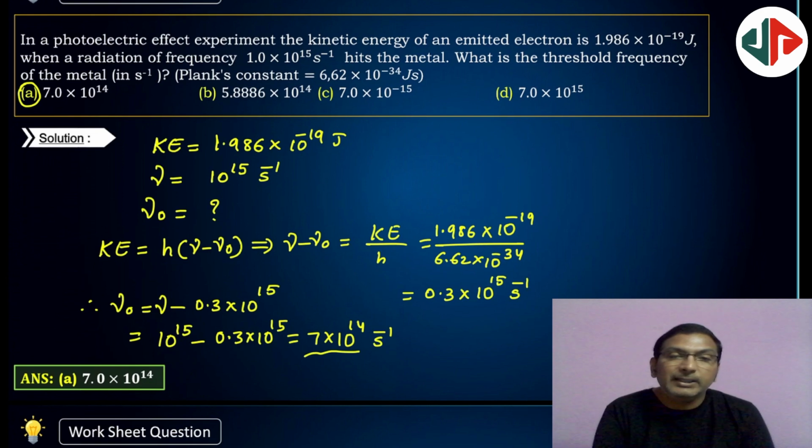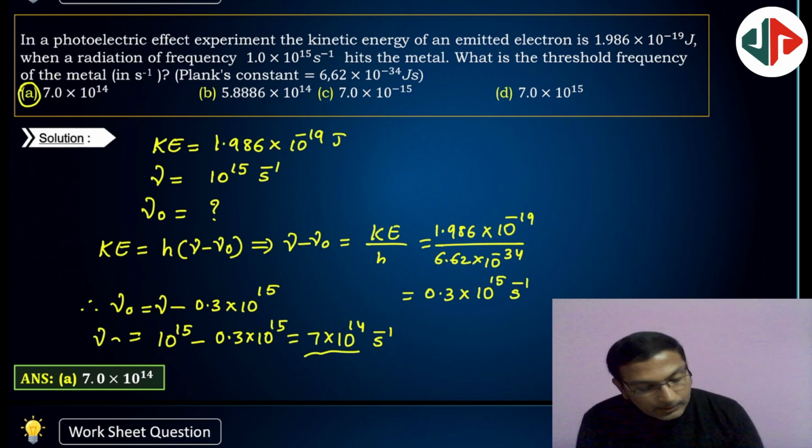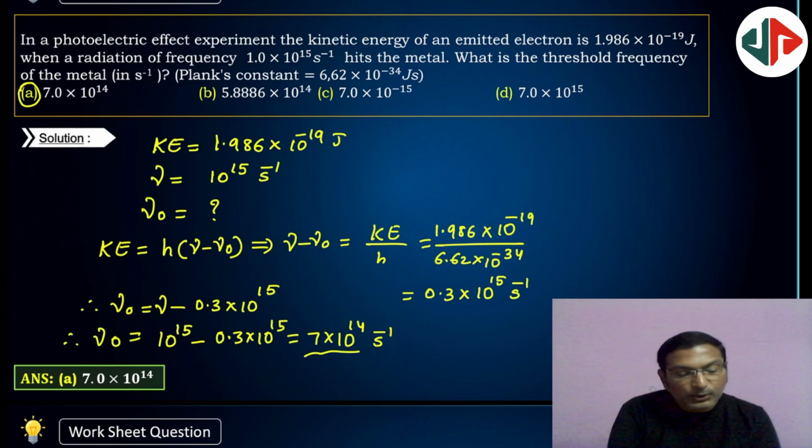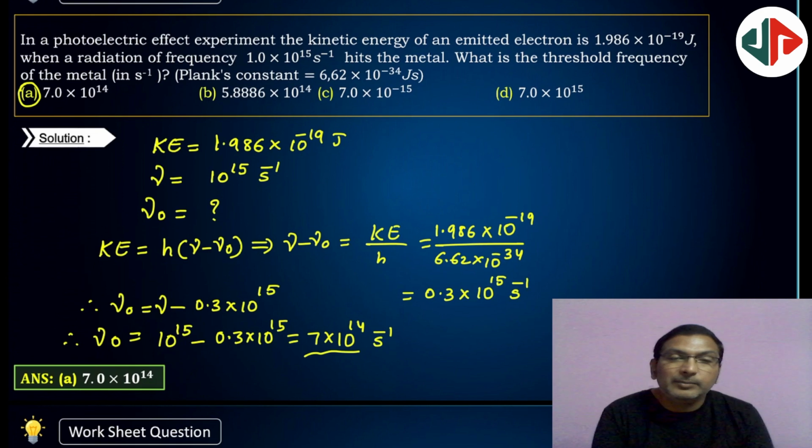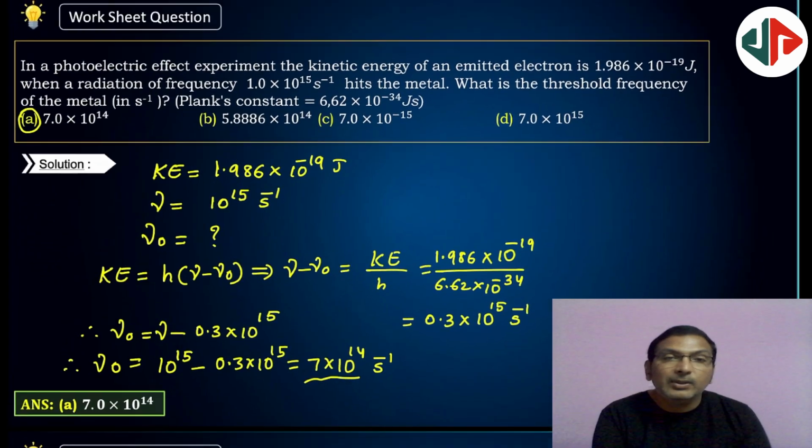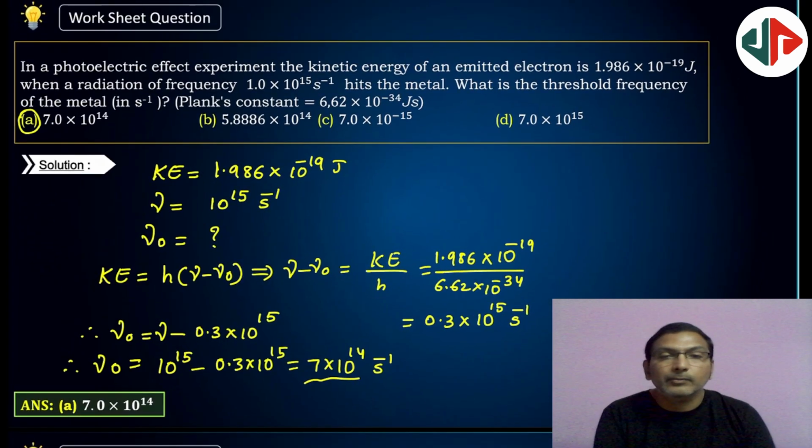Nu minus nu naught value is 0.3 into 10 power 15. Therefore, nu naught will be equal to nu minus the obtained value 0.3 into 10 power 15. So 10 power 15 common, 1 minus 0.3, that is 0.7, 0.7 into 10 power 15 or 7 into 10 power 14. This question is related to photoelectric effect. Next one.